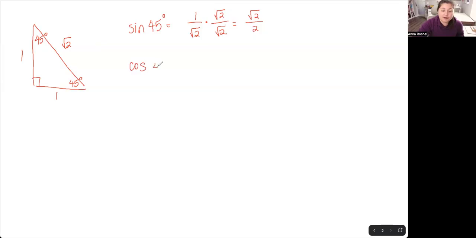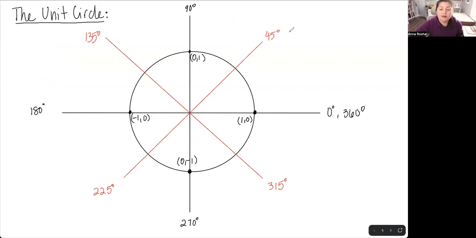And same for cosine. Cosine is going to be adjacent over hypotenuse, which is 1 over root 2, which then transforms into root 2 over 2. So I know that this point will actually be root 2 over 2, comma, root 2 over 2.